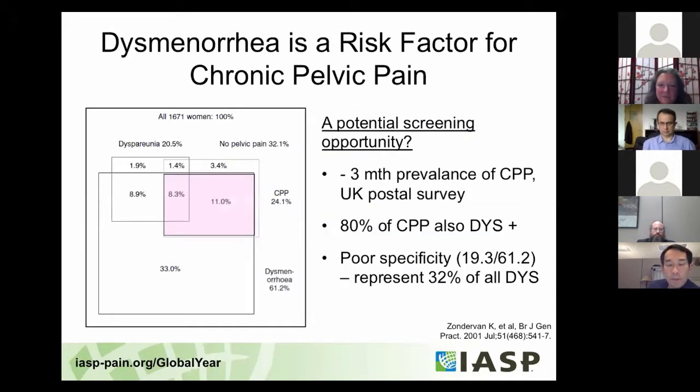And in this slide here, it's one of the more important studies that I've ever encountered, done by Krina Zondervan's group, actually out of the UK, and they've done a lot of work on the genetics of endometriosis. That's one of their primary focuses right now.